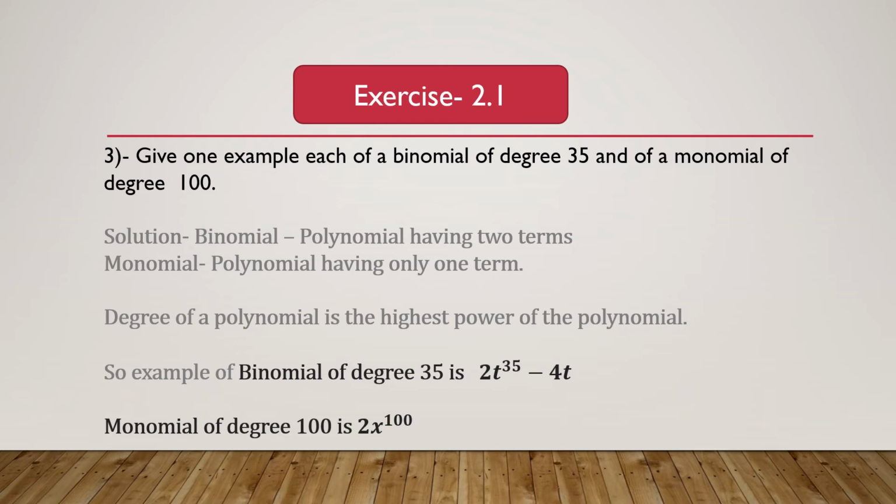And now we have to give one example of a monomial of degree 100. Monomial means only one term, and its degree we have to write as 100. So here we can write any variable. A monomial of degree 100 is 2x to the power 100. There is only one term, 2x to the power 100, present, and its degree, that is the highest power of this polynomial, is 100. So this is a monomial of degree 100.